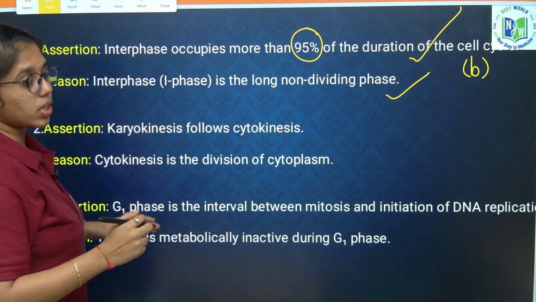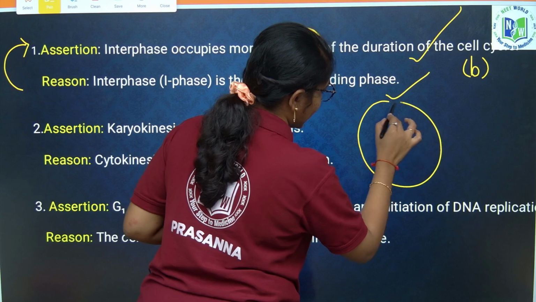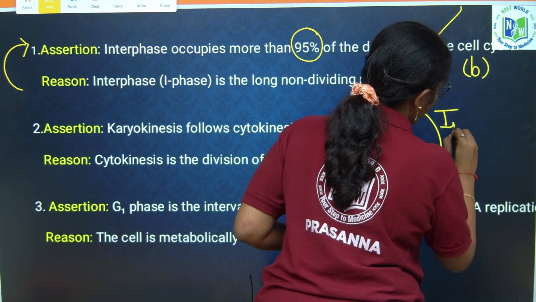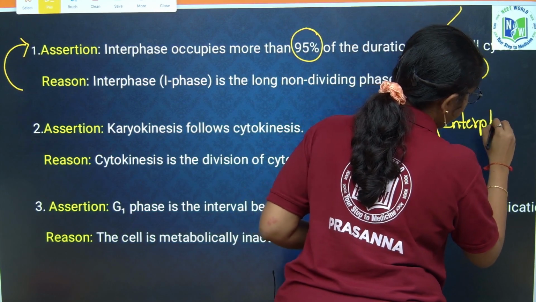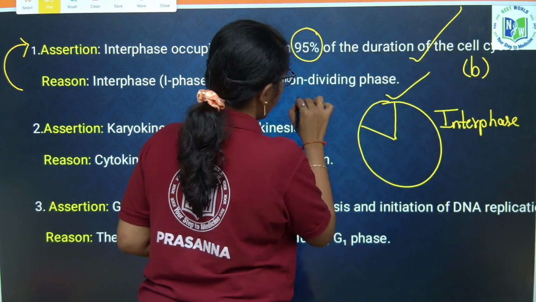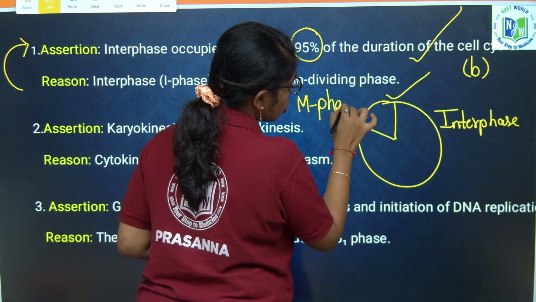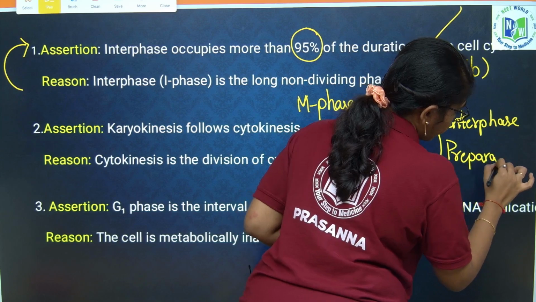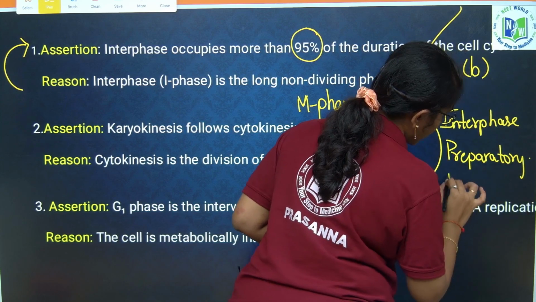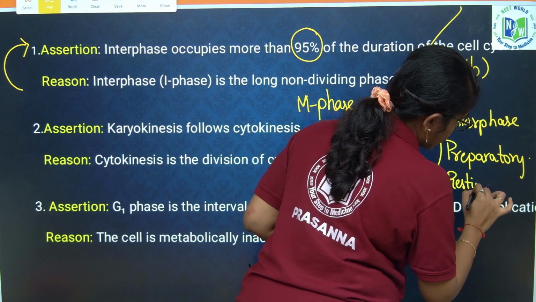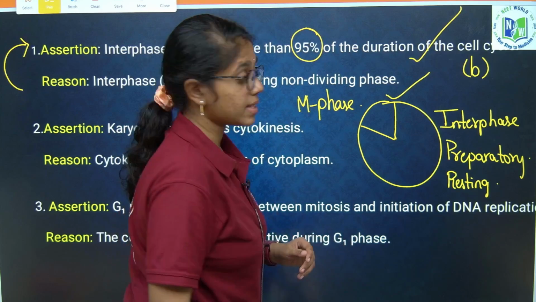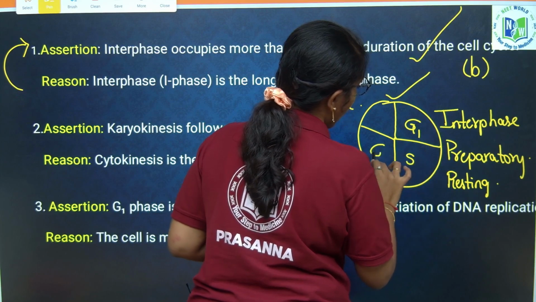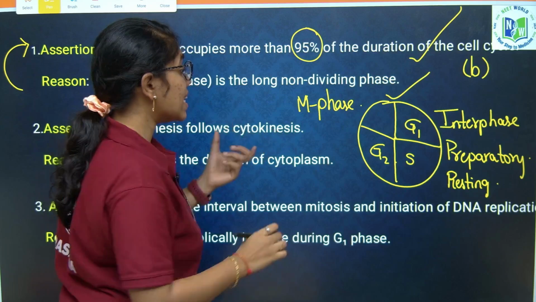So before ending this question, I would like to give you a gist on the cell cycle. Cell cycle has two phases. What are they? Interphase and M phase. Interphase is also called the preparatory phase or resting phase, and interphase is divided into G1 phase, S phase and G2 phase. M phase is the cell division phase.